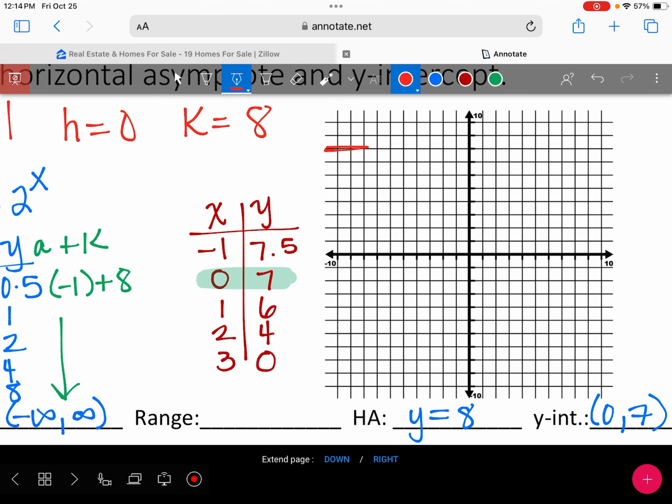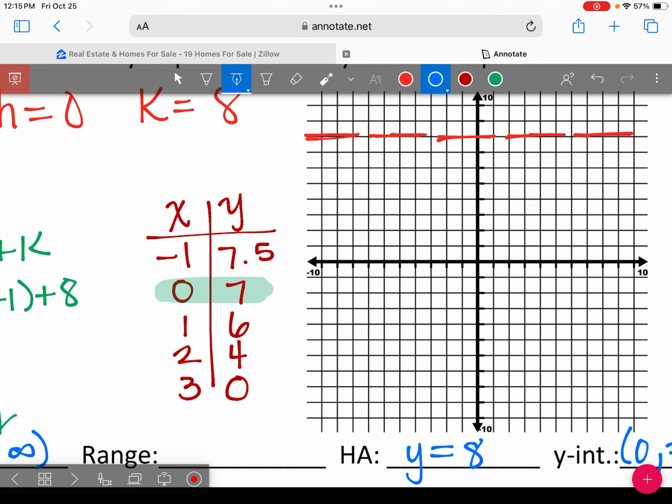So I'm going to draw in my horizontal asymptote. And then we have our point at negative 1, 7.5. So that's right under it. And then we're at 0, 7. And then we're at 1, 6. And then we're at 2, 4. And then we're at 3, 0. So this graph is upside down. It's really, really close to 8.